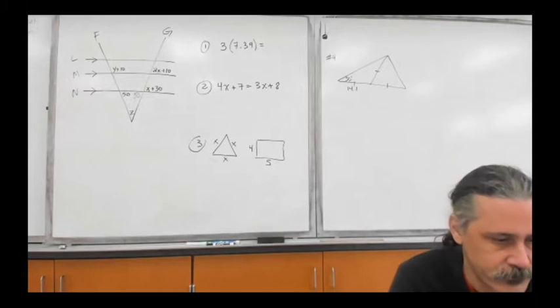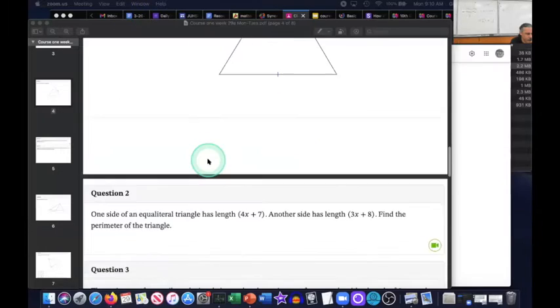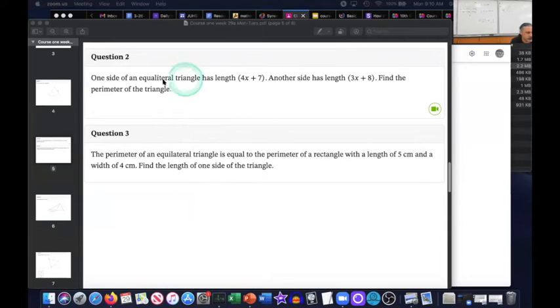Now the second problem, question 2, it says this is an equilateral triangle, so that means the sides are all the same. So if they give you one side with the expression 4x plus 7, and then it says another side has an expression 3x plus 8, since this is an equilateral triangle, those two have to equal each other. And then once we find x, we can figure out how long each side is by substituting x into one of these expressions, and then we'll be able to find the perimeter.